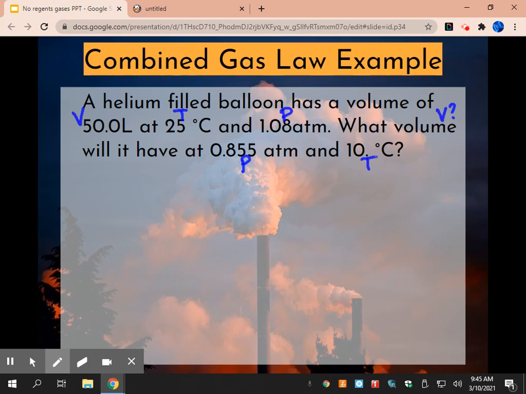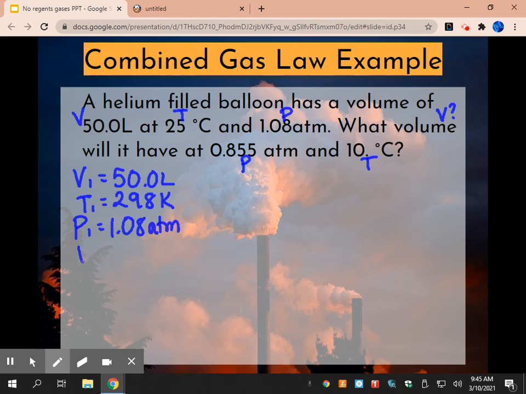So a helium-filled balloon has a volume of 50 liters. That's going to be my V1. The T1 is 25 degrees Celsius, but I have to turn that into Kelvin, so I do that by adding 273, and I get 298 Kelvin. My P1 is 1.08 atm. Now my V2 is my question mark. My P2 is 0.855 atm. And my T2, I have to change that into Kelvin, so I get 283 Kelvin.